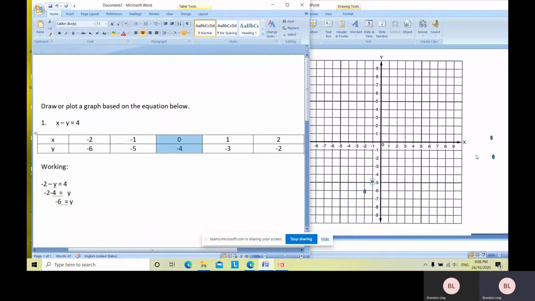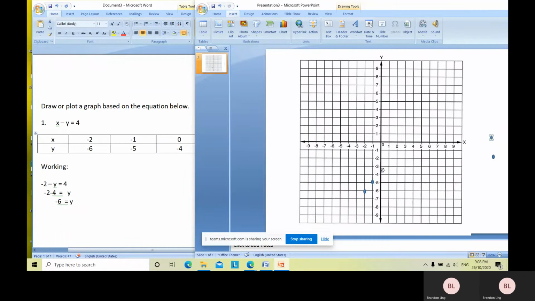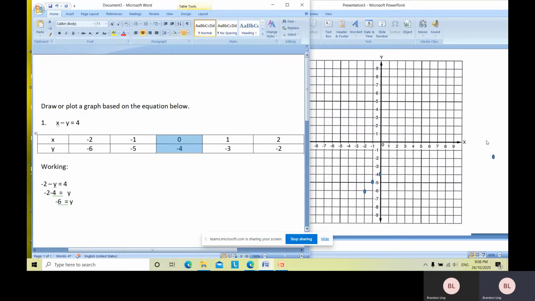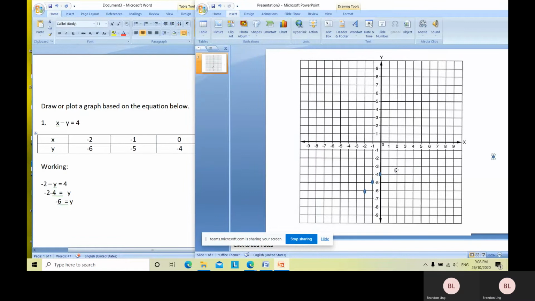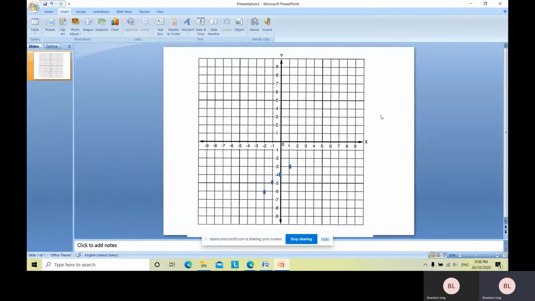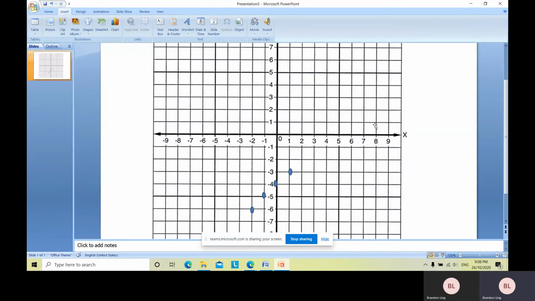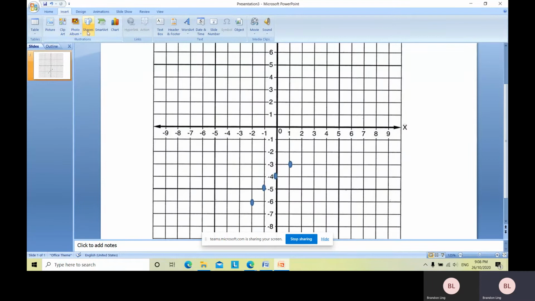0, negative 4, and lastly 1, negative 3. Here, as you can see, you have a straight line with the 4 dots. So you can now proceed to draw a straight line. So that's how you plot a graph.